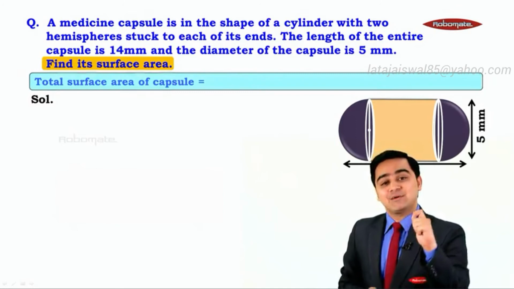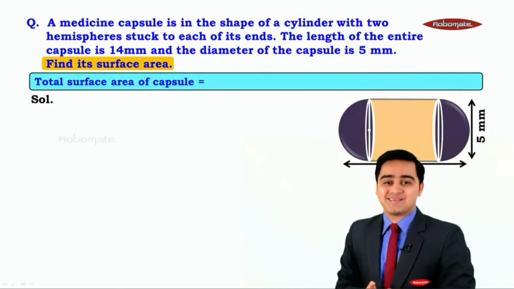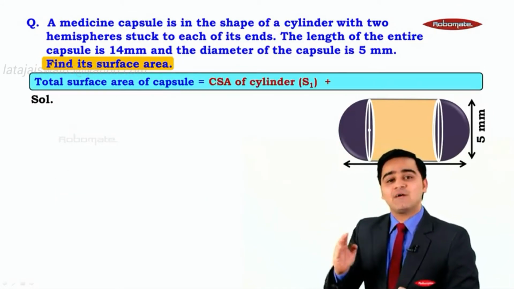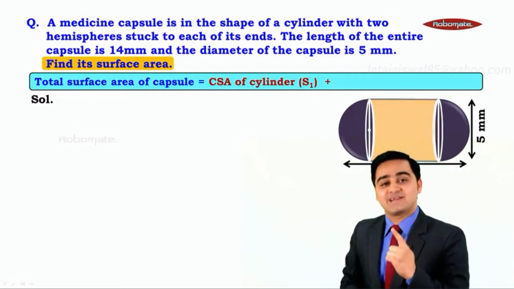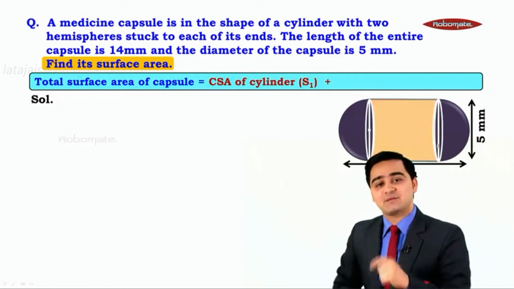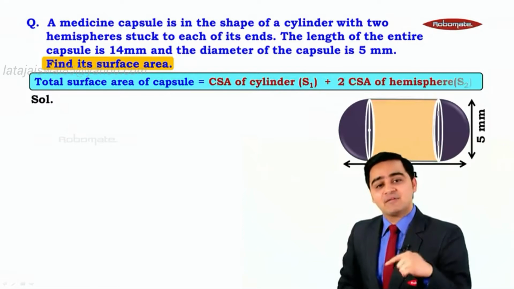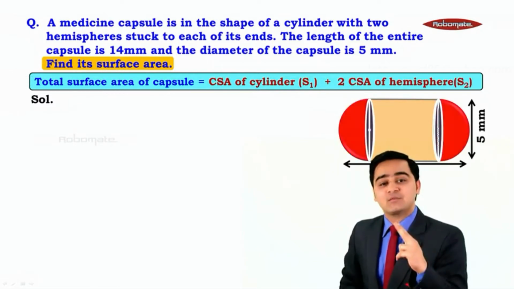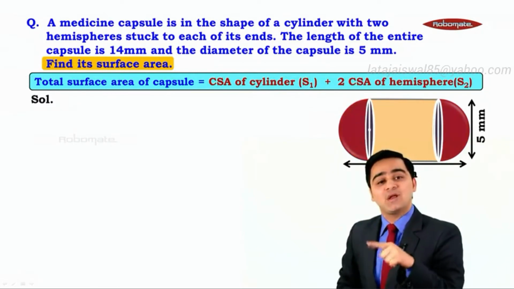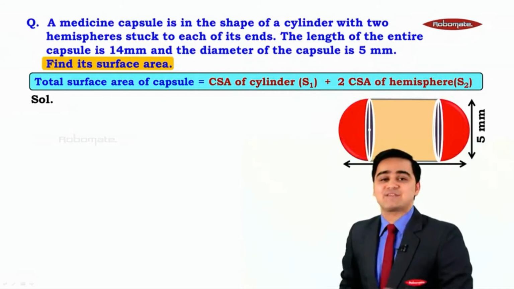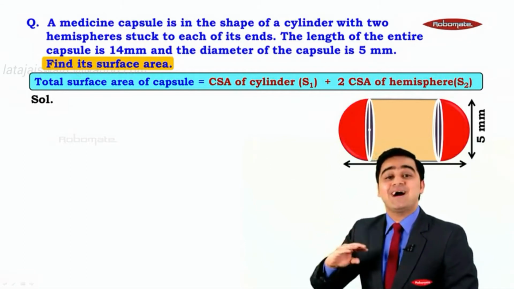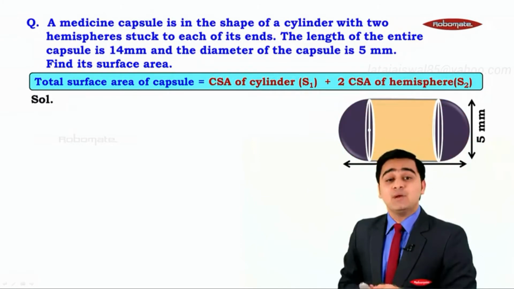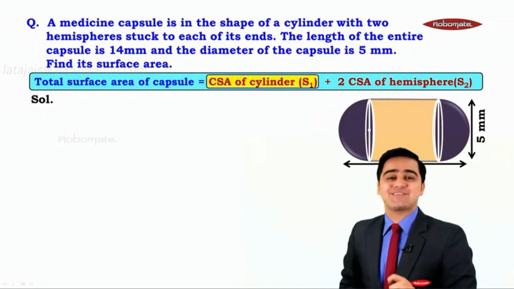So we can say that the total surface area of the medicine capsule is equal to the curved surface area of the cylinder, which we will denote as S1, plus the curved surface area of two hemispheres, which we can write as 2 into curved surface area of one hemisphere, since both the hemispheres are identical in shape. Now let us first focus on getting the curved surface area of the cylinder.